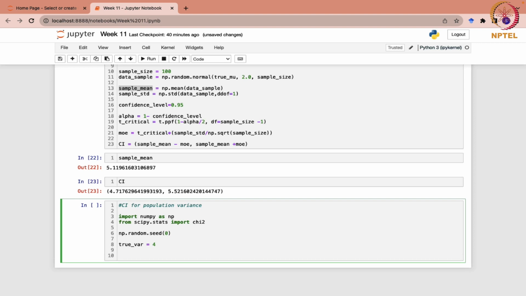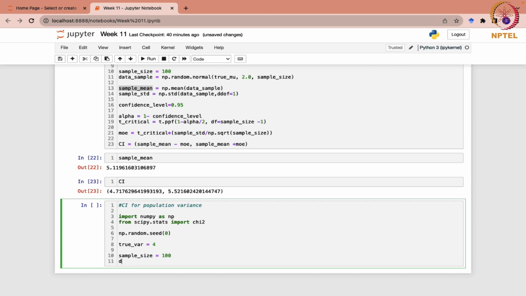Now we are going to generate a random sample from a normal distribution. So sample size, let it be 100. Data underscore sample again would store random numbers generated from the normal distribution. So this one would be mean 5, variance sigma square, and the sample size.